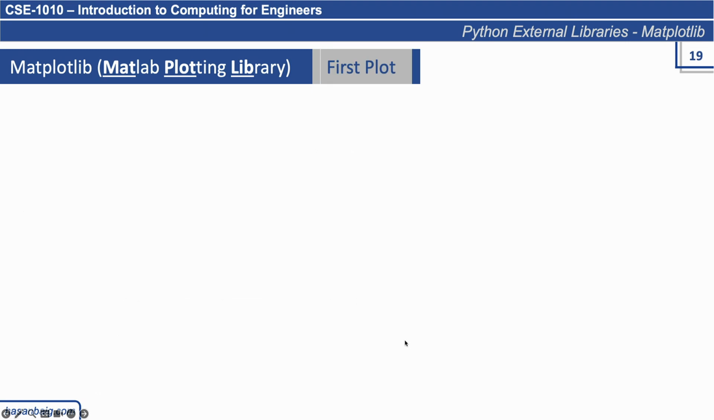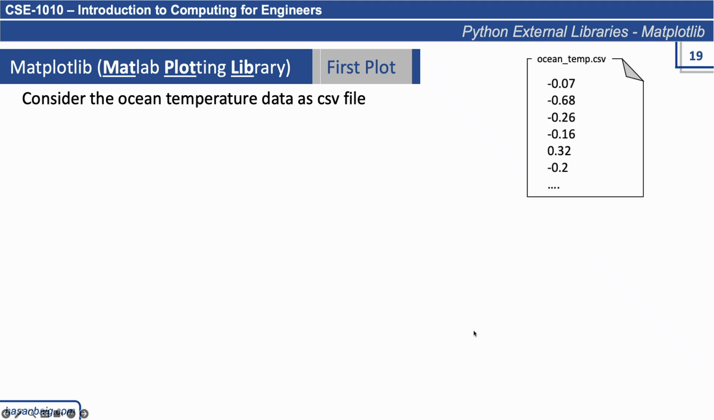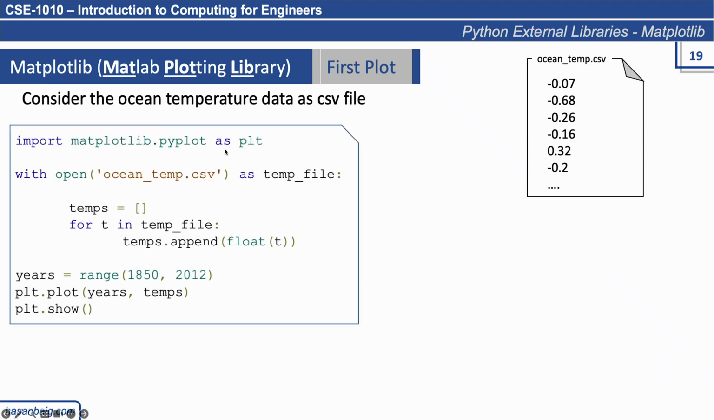Okay, so let's first talk about plotting the function. Consider the ocean temperature data as a CSV file. I will be sharing this CSV file with you, so you can use the same file to load it on your computer, and then you can read that file and plot that data. So let's see the code for this one. Let me explain the code first of all, and then I will also demonstrate.